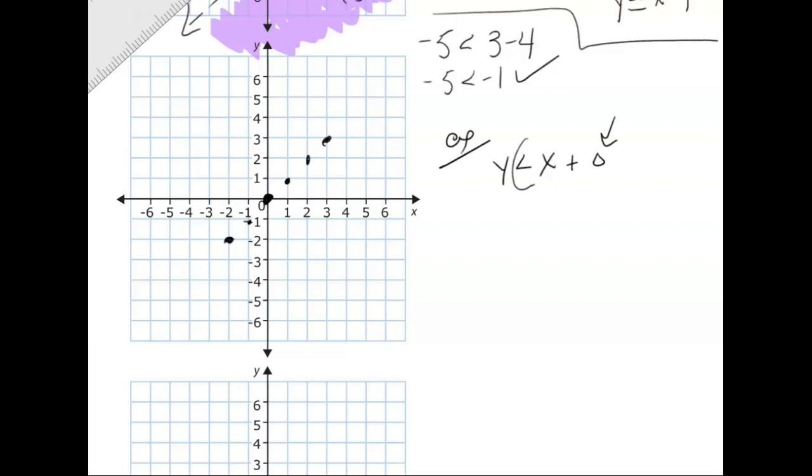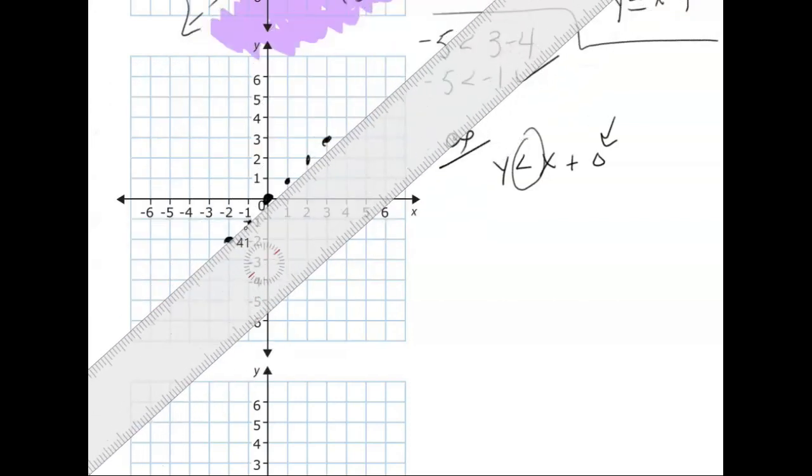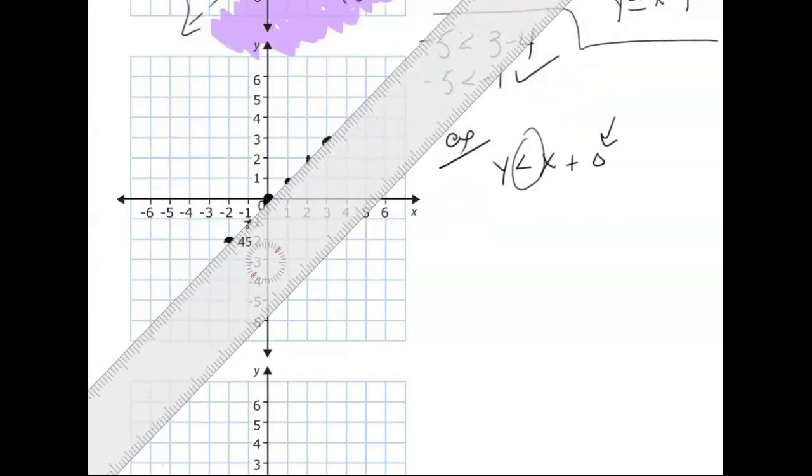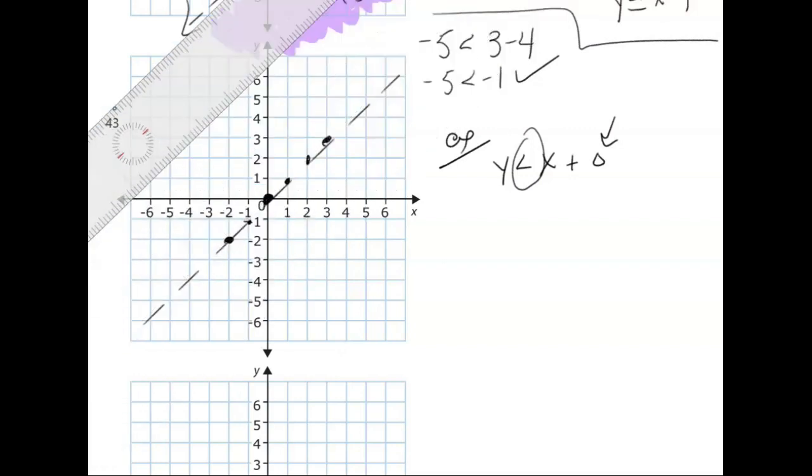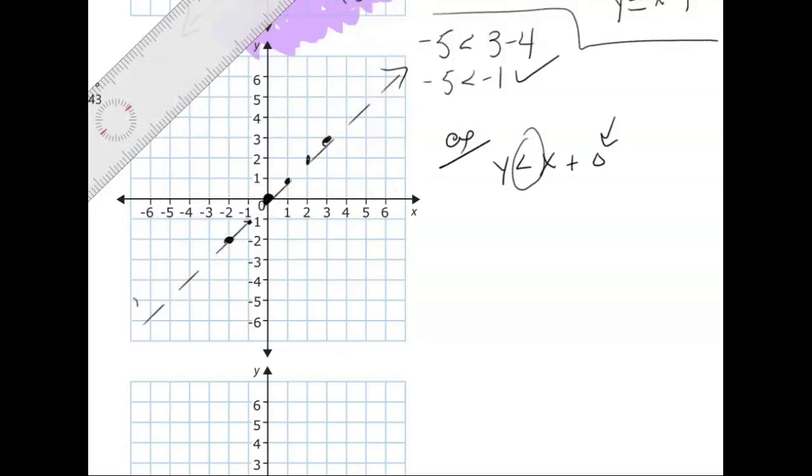Okay, now again, notice that I don't have an equal to sign. All I have is the strictly less than sign. So again, I'm going to show a dotted line instead of a solid line. Don't worry, I'll do another example with a solid line in a minute here. And then again, I want y less than. And y less than denotes the values underneath the line.